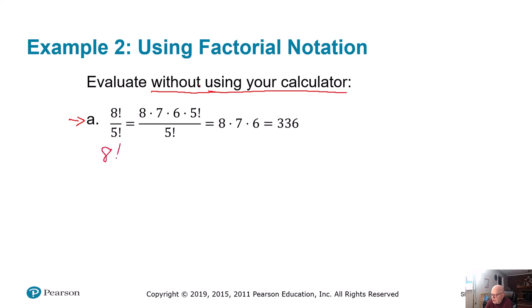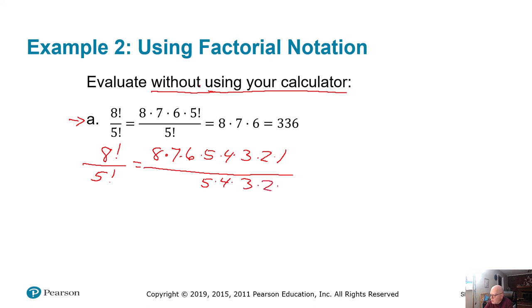Let's start again here. 8 factorial over 5 factorial. Now, what does this look like? Factorial means you start with that number and multiply it times the next number down, the next, and the next, until you get to 1. So this is 8 times 7 times 6, 5, 4, 3, 2, and there's a 1. That's 8 factorial. On the bottom, we have 5 factorial: 5 times 4 times 3 times 2 times 1.